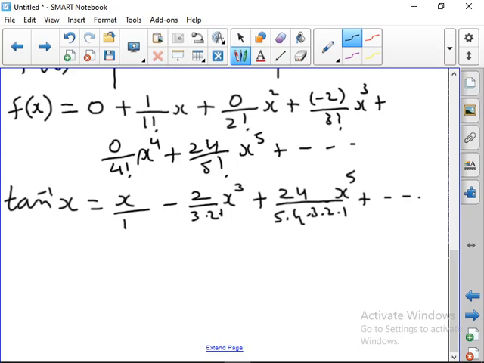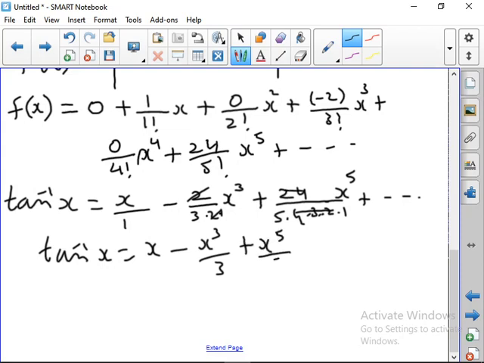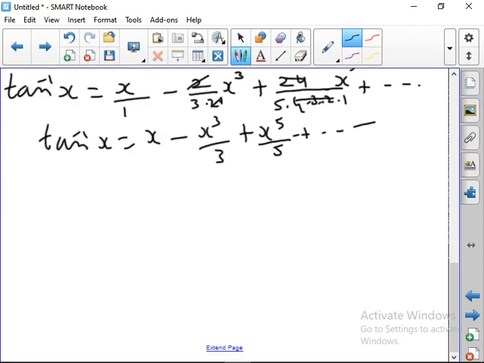So finally tan inverse of x is equal to x. 2 gets cancelled, so minus x cube by 3, and here 12 2s are 24, so 24 gets cancelled. So plus x power 5 by 5 plus etc. Is it clear?